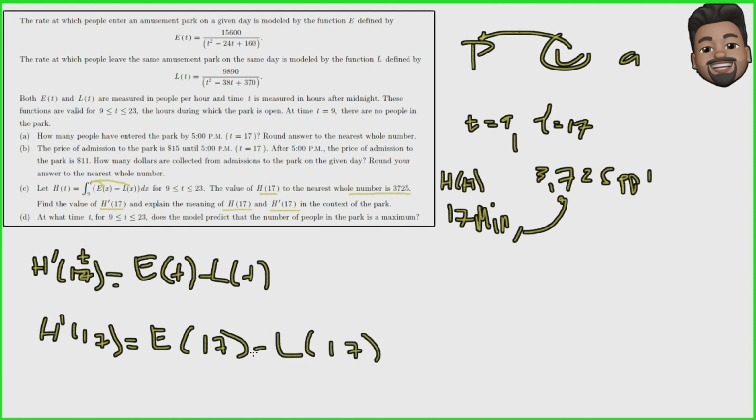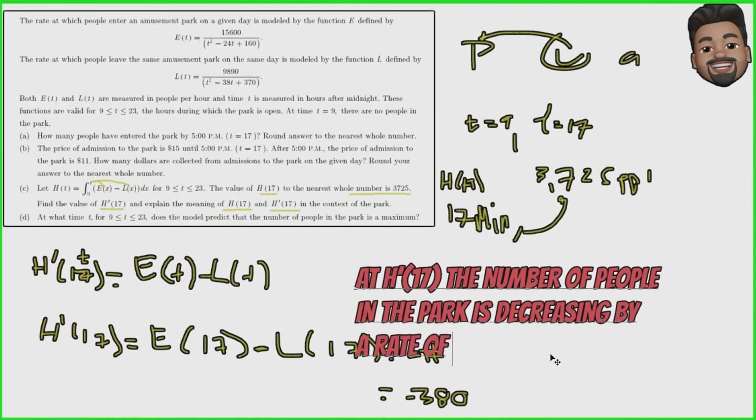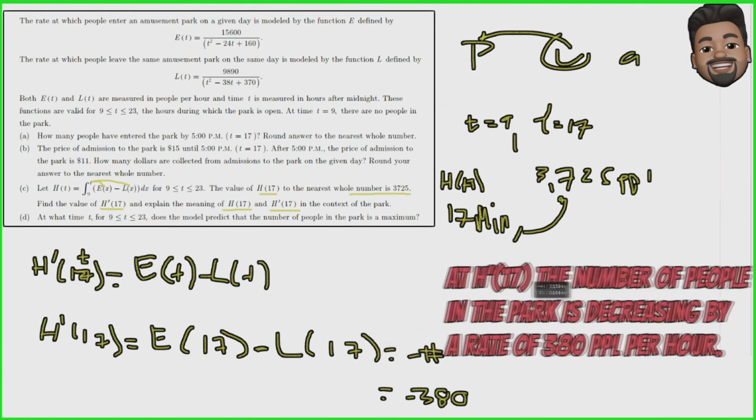Now, this is rates. We're given the rates. So if I think about this, e of 17 is gonna tell me the rate at which people are entering, subtracted by the rate at which people are leaving. So I'm given the derivative, they're telling me the rate. If I write this out, the number of people in the park is decreasing at a rate of 380 people per hour. I'm not gonna put the negative symbol because the word decreasing is the negative symbol. So that's how we would justify this right here.